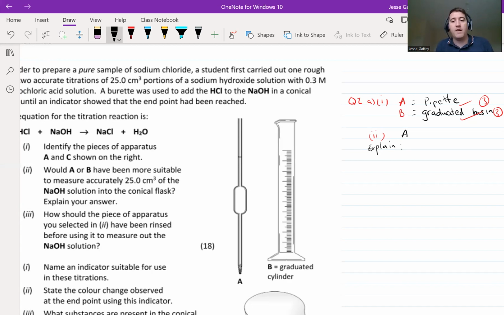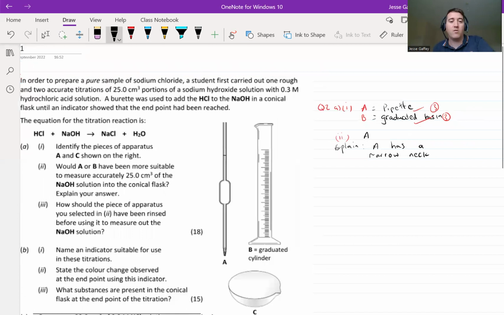So explain: A has a narrow neck, and the narrow neck makes it a very accurate way of measuring out 25 centimeters cubed. So that's what you're saying there. You could say that a pipette is designed specifically for 25 cm cubed, whereas a graduated cylinder is not designed for exactly that volume. That's something else that you could have said.